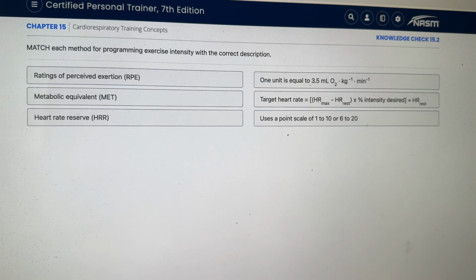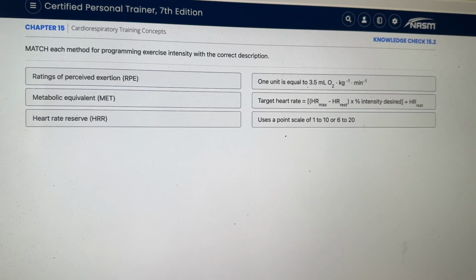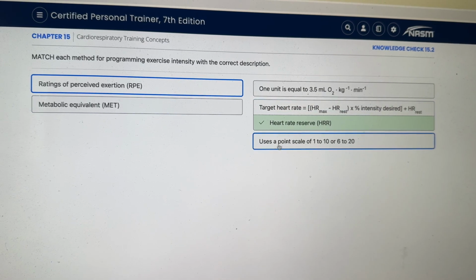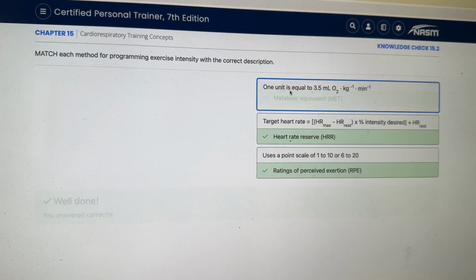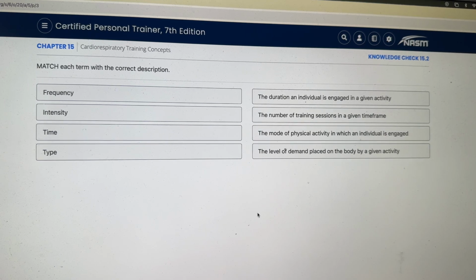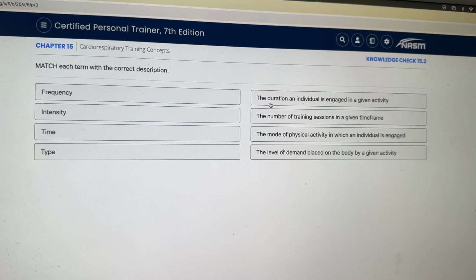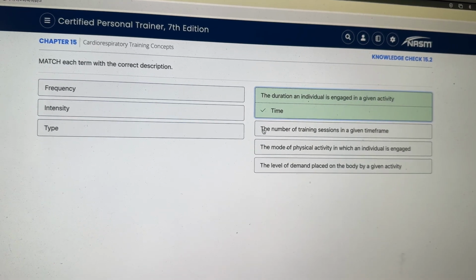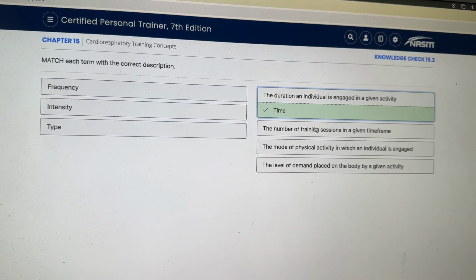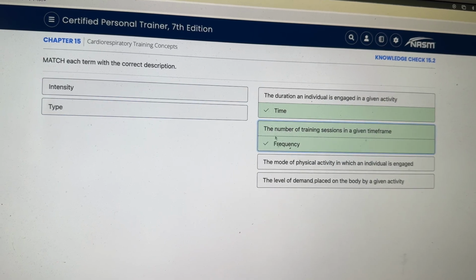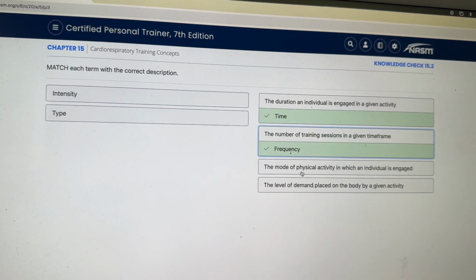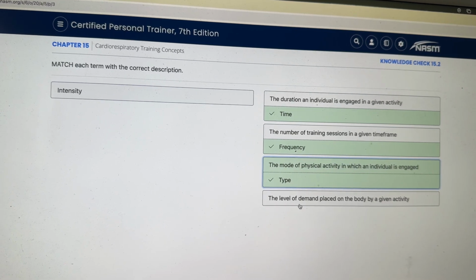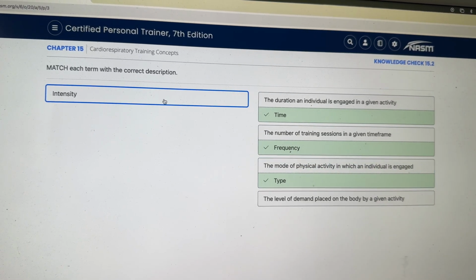Match each method for programming exercise intensity with the correct description. Heart rate reserve, target heart rate, RPE, metabolic equivalent. Match each term with the correct description. The duration an individual is engaged in a given activity. Time. The number of training sessions in a given time frame. Frequency. The mode of physical activity in which the individual is engaged. Type. The level of demand placed on the body by a given activity. Intensity.